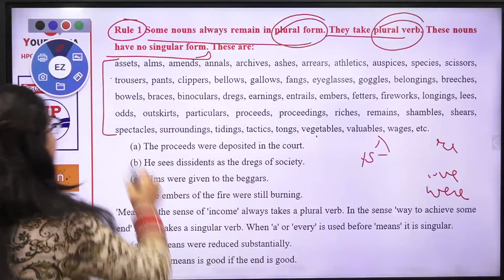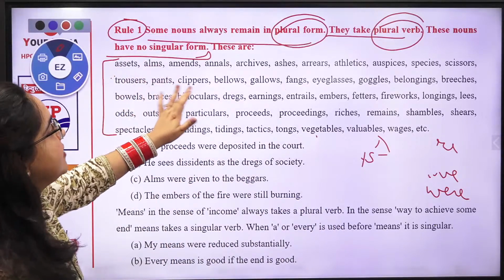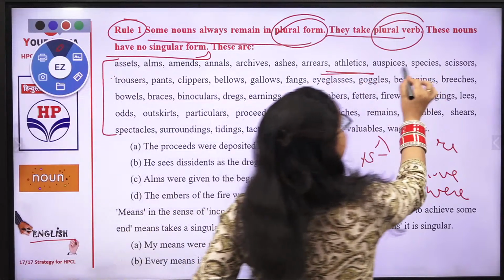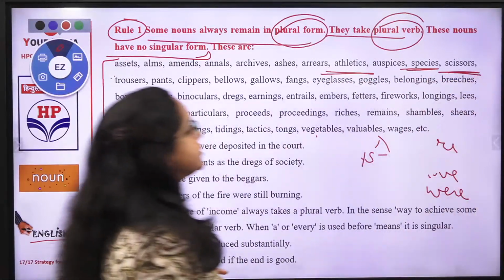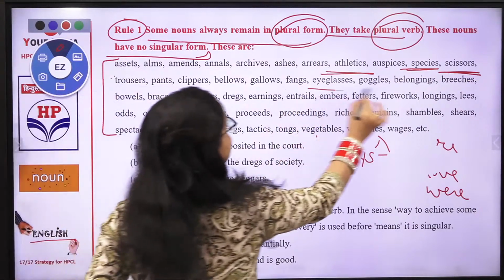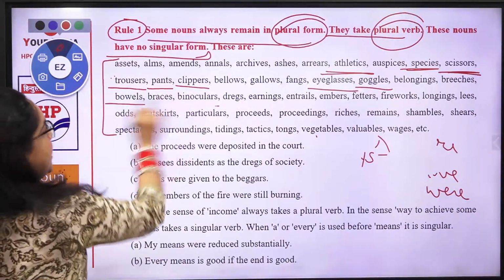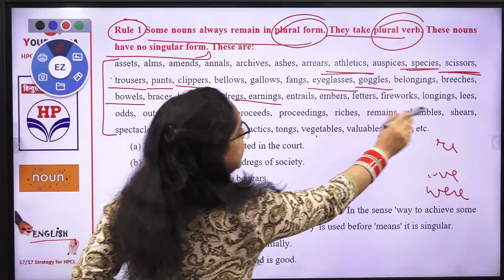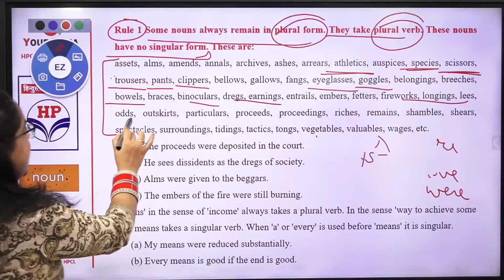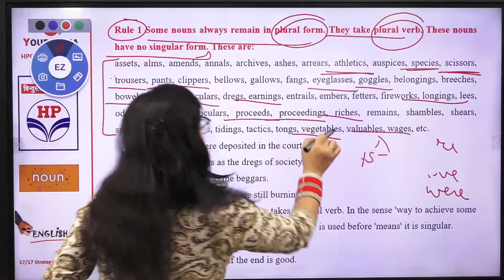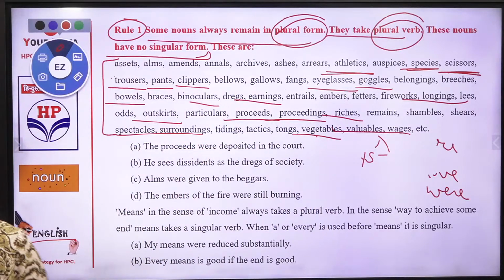And these are the words which are there. Assets, arms, annals, archives, ashes, athletics. अब important क्या है? Athletics है. Spices, species, scissors, then eyeglasses, goggles, clippers, pants, trousers, bowls, binoculars, awnings, then longings, lease, outskirts, proceeds, proceeding, riches, and vegetables, wages. These are some important ones which I have highlighted for you. ये कुछ nouns हैं जो हमेशा plural में exist करते हैं.